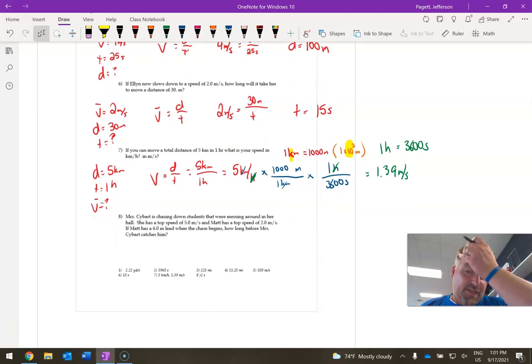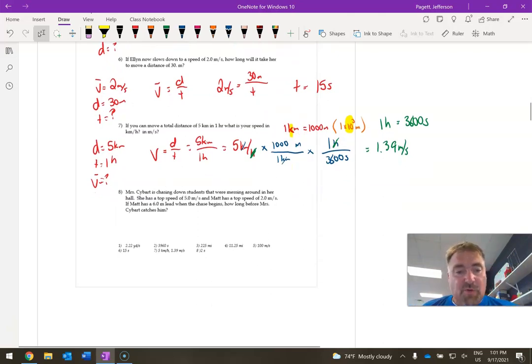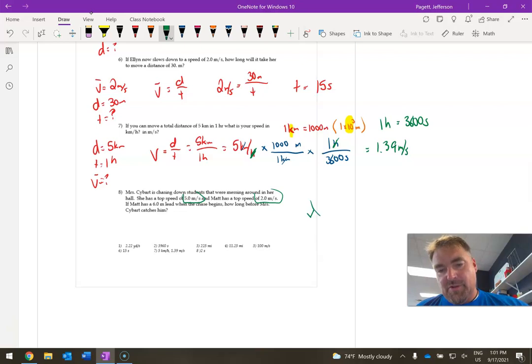All right, number 8 is a relative velocity one. Mrs. Seibert is chasing down students in the hall. She has a top speed of 5 meters per second, and Matt has a top speed of 2 meters per second. Okay, so what's going to happen? If you think about this, Mrs. Seibert is here, and we'll put her as running. You get the idea? And she's going along at 5 meters per second.